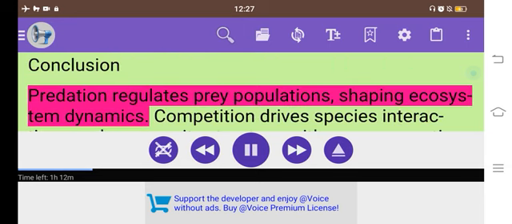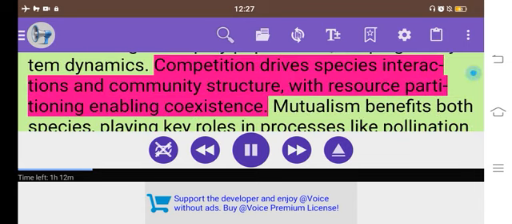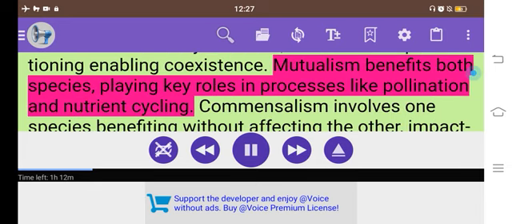Conclusion. Predation regulates prey populations, shaping ecosystem dynamics. Competition drives species interactions and community structure, with resource partitioning enabling coexistence. Mutualism benefits both species, playing key roles in processes like pollination and nutrient cycling.